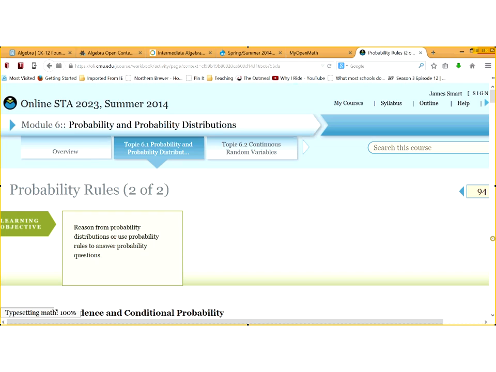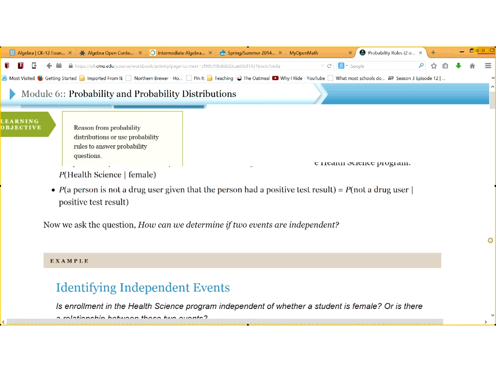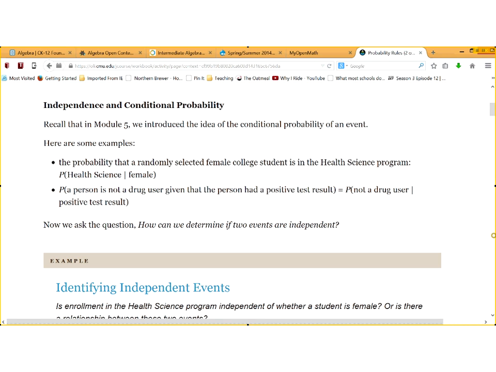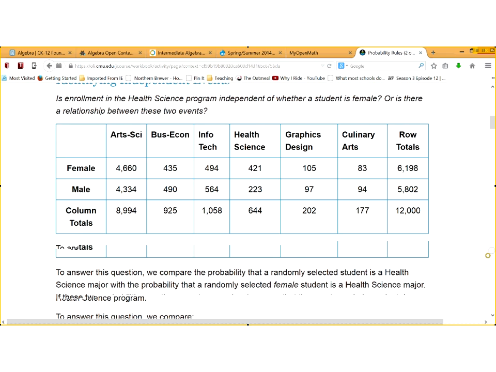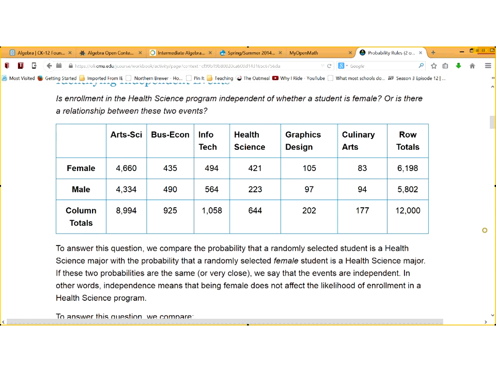All right, so a few more rules. Independence and conditional probability. We talked about conditional probability in Module 5, but usually we do it with tables, and tables are easier to do it with than using formulas.